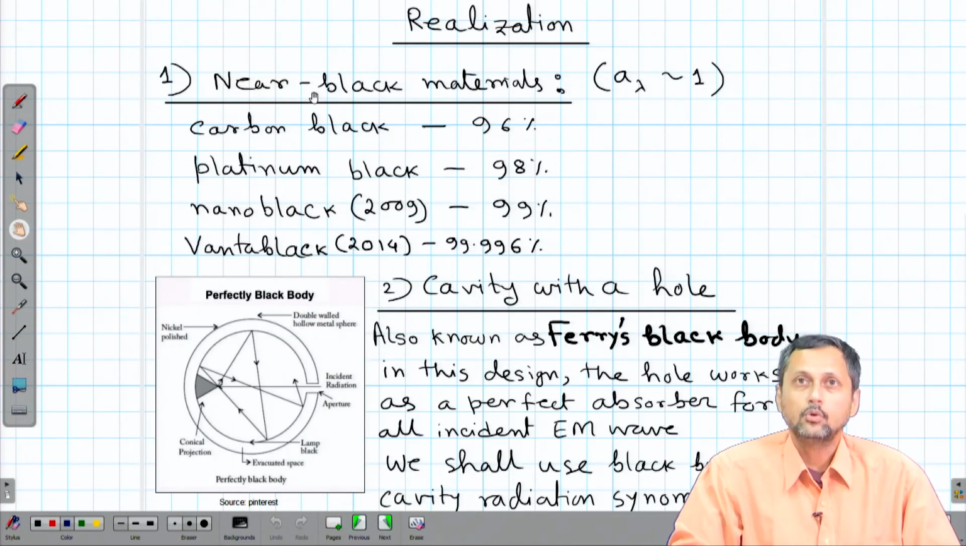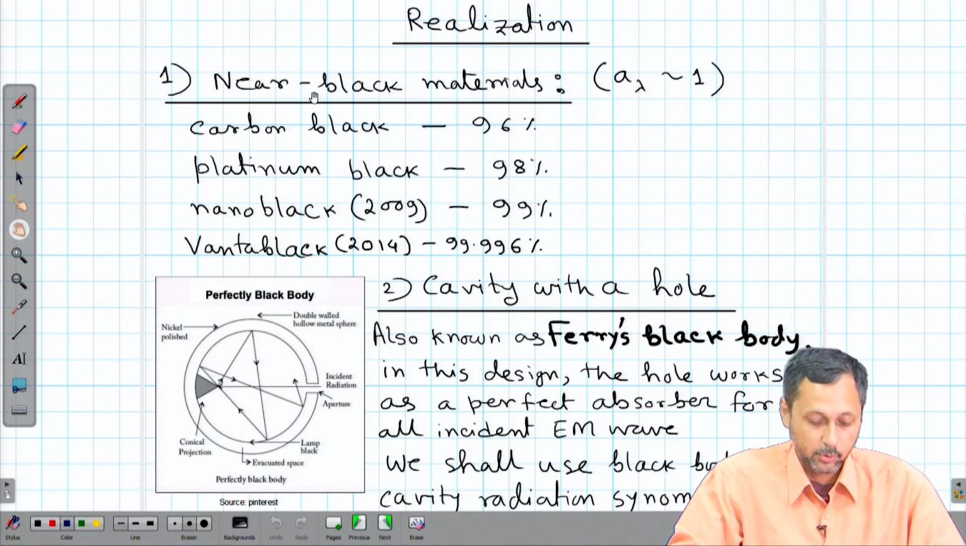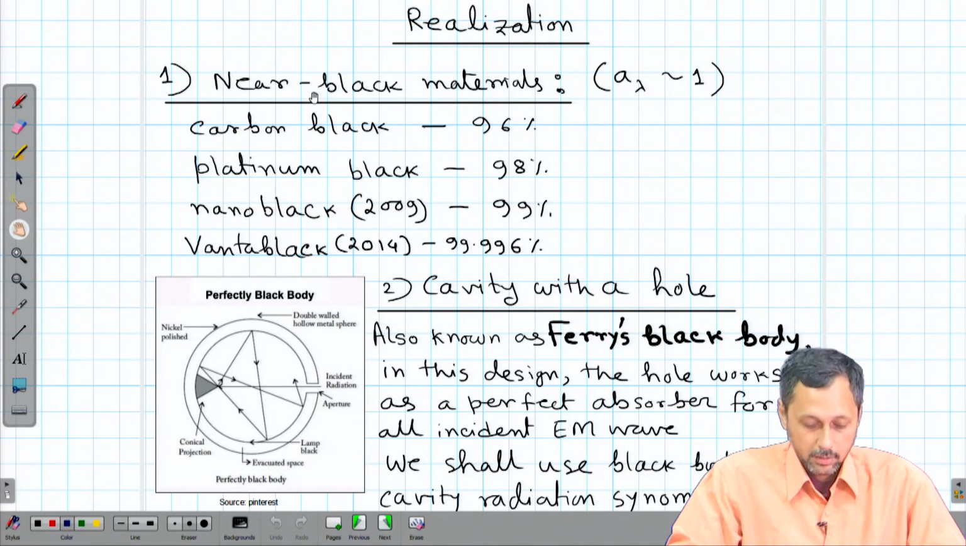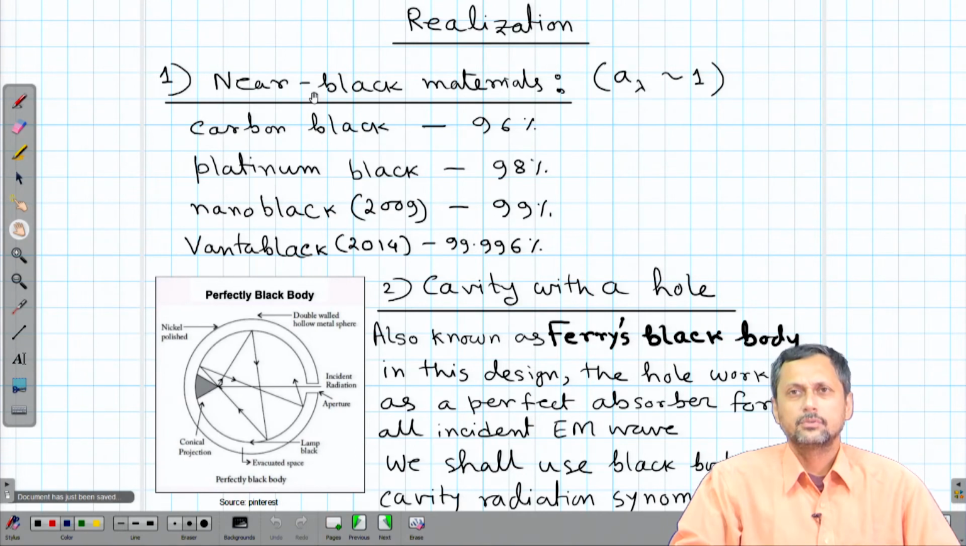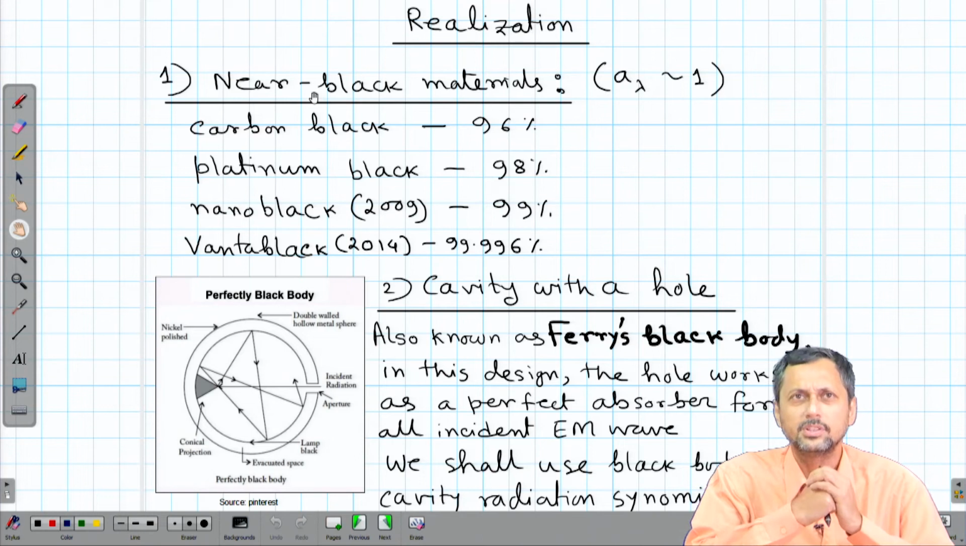Now, how to realize a black body? A black body is an idealized concept, because no object can have 100% absorbance, or absorbance cannot be equal to 1 at any given wavelength. Now, there has been a search for material which has very high absorption power. For example, a very familiar material to us, which is carbon black.